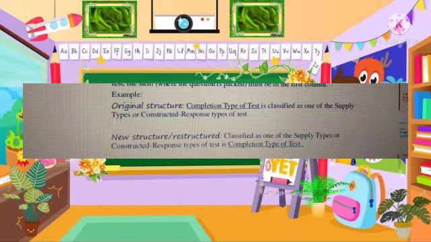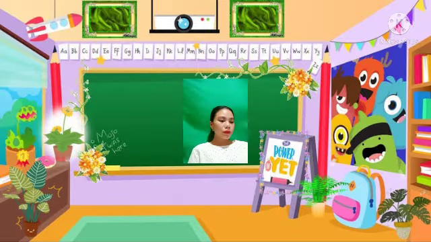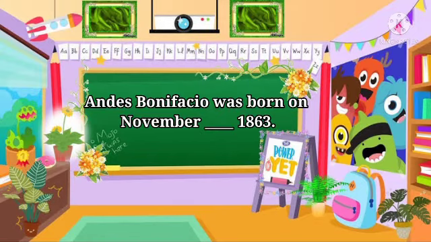Completion type of test is classified as one of the supply type or constructed response types of test. New structure, or restructured: classified as one of the supply types or constructed response types of test is the completion type of test. 4. Ask questions on more significant items, not on trivial matters. Example: Andres Bonifacio was born on November blank, 1863.